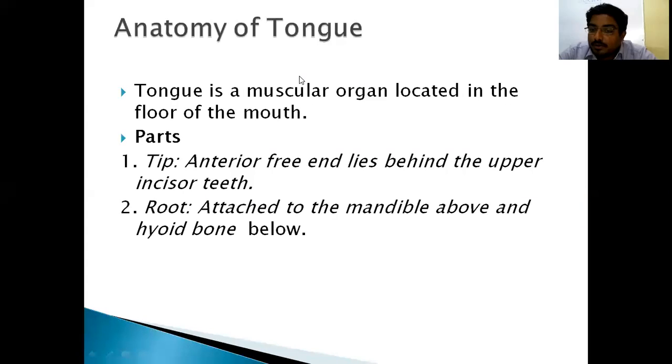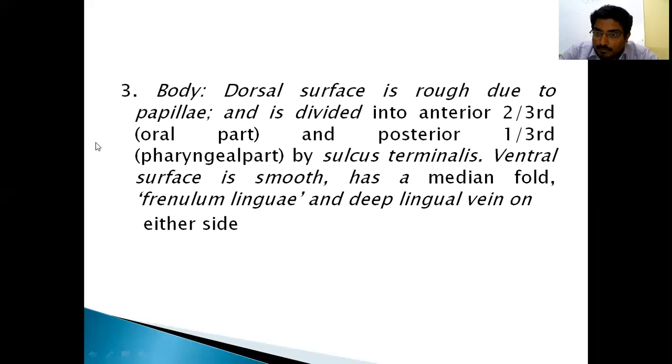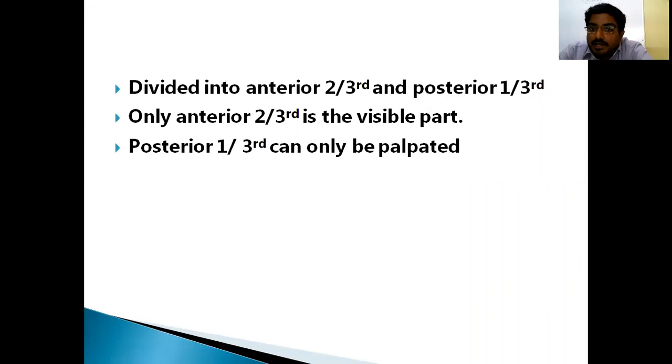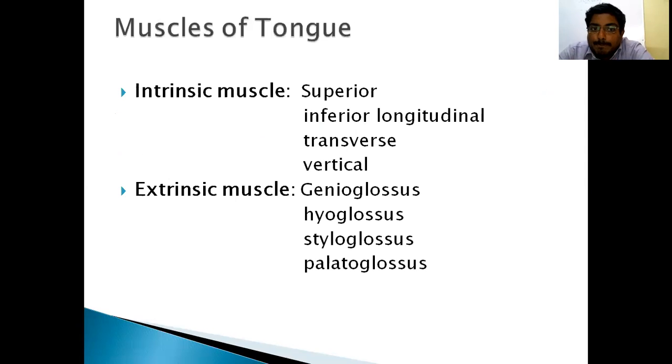Anatomy: we divide the tongue into three parts: tip, root and body. The body is of two types, anterior two-thirds and posterior one-third, divided by the sulcus terminalis, which is V-shaped. See the sulcus terminalis. The anterior two-thirds is what we see, and the posterior one-third is what we palpate.